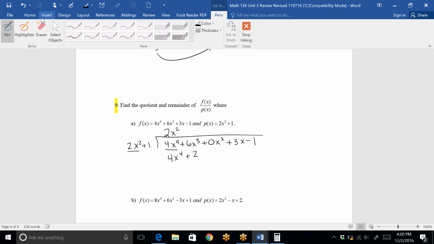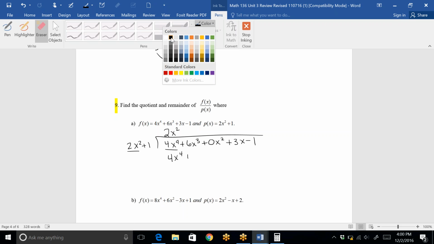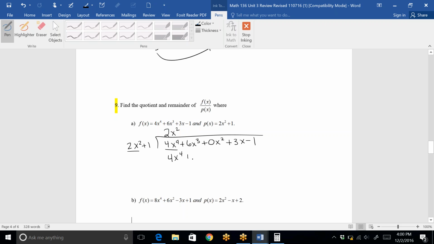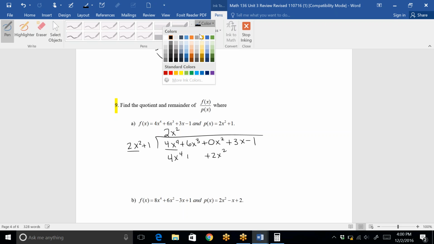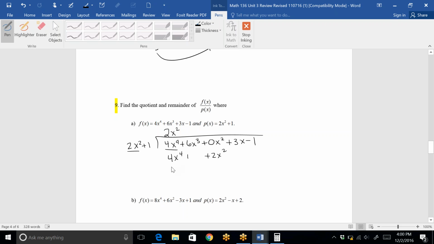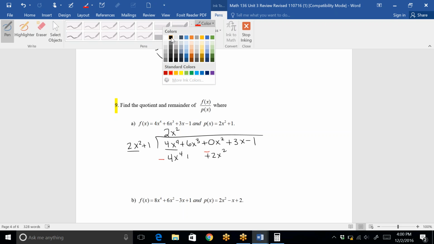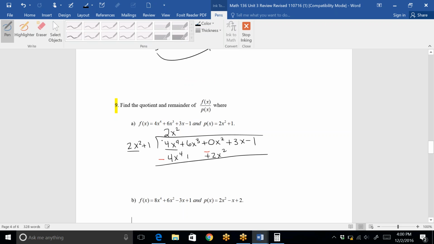Oh, we need to put that under the correct term. That's why you want the like terms lined up. That's going to be a 2x squared. So that'll go right here. And then because we're doing long division, you have to change the signs. So this will be a negative and a negative. So this would cancel out.